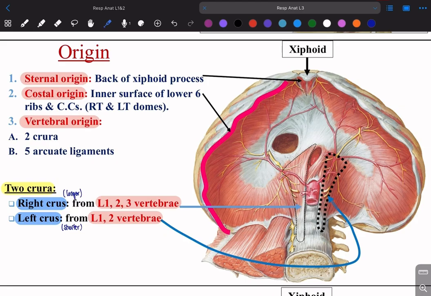And then the last origin, the vertebral origin, has 2 parts. It has the crura, the right crus and left crus. We need to know that the right crus is longer, from L1, 2, and 3. The left crus is shorter, from L1 and 2 only.